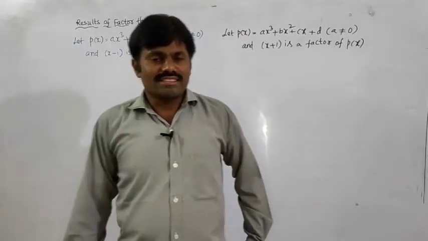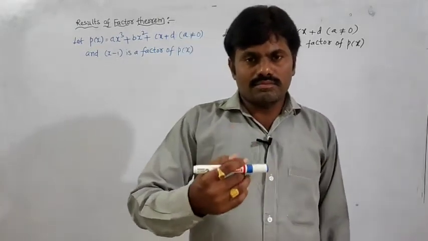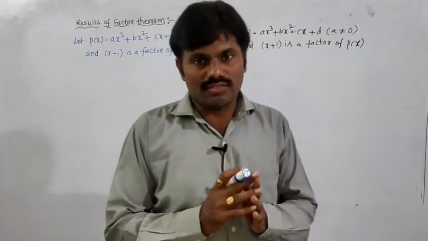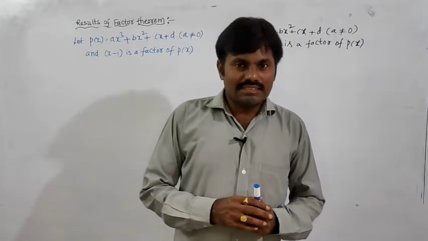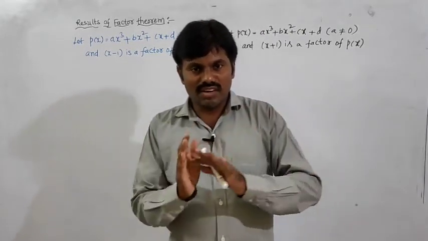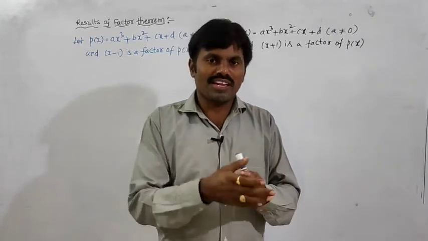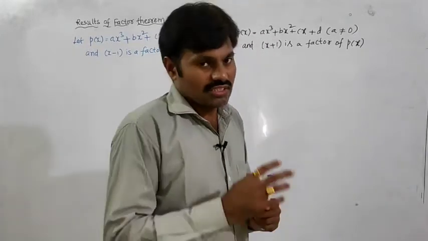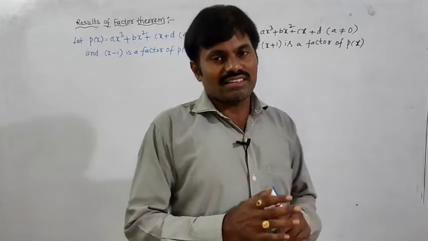So my dear students, we have derived the factor theorem now. Based on that, we have two shortcut formulas, which we call the results of the factor theorem. See, if x minus 1 and x plus 1 are factors of some particular polynomial, it may be a quadratic or cubic polynomial, then what are the conditions? It gives us an easy way to decide whether the given numbers are factors or not.